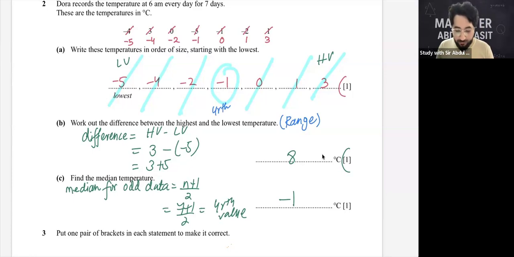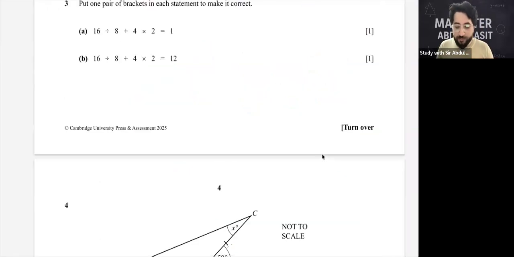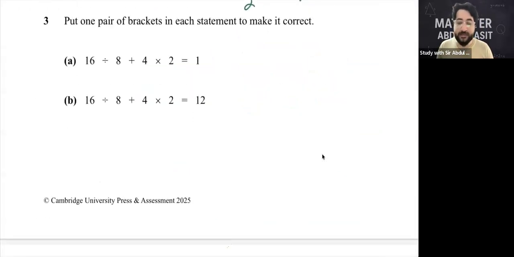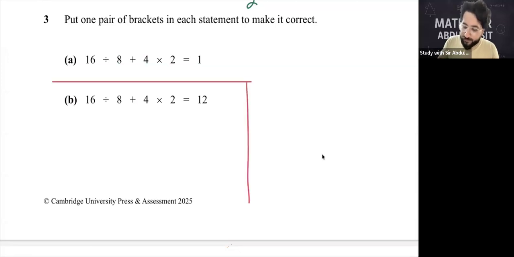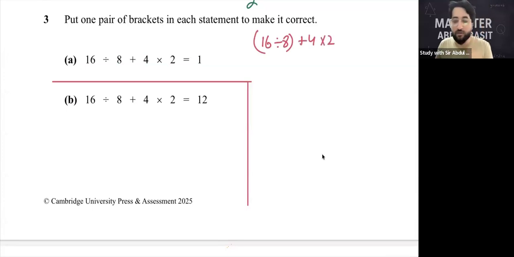Okay. Next, moving forward is question number 3. Put one pair of brackets to make it a correct statement. Nowadays, this question is regularly coming in paper. So remember one thing, you have to be extra careful. Please be careful. First of all, let me make some space for working. My choice number 1 is 16 divided by 8 in brackets plus 4 multiplied by 2. Let's see whether I get 1 or not.